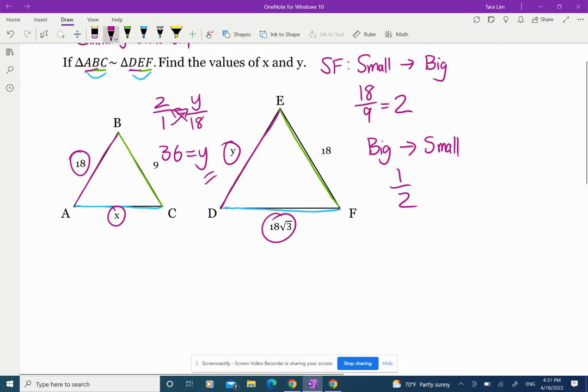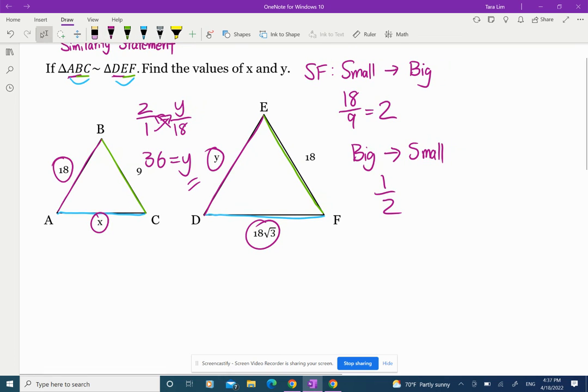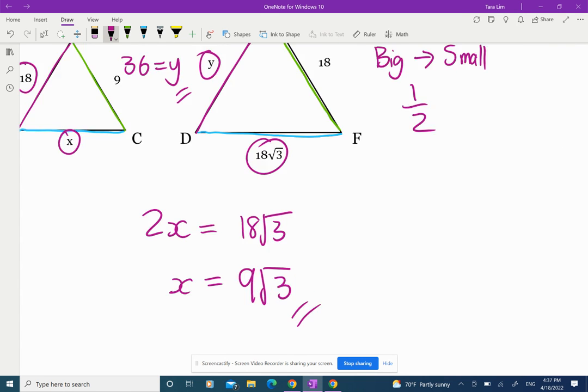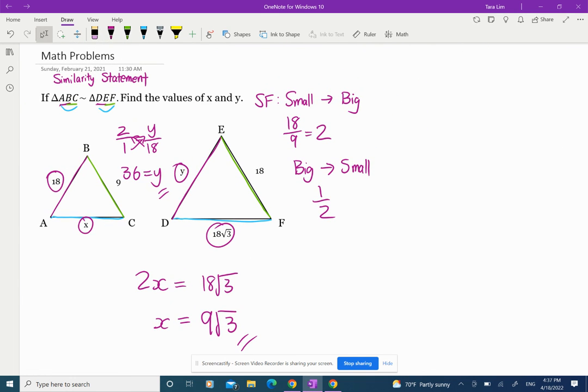This time I'm going to do a faster way. I'm just going to use the scale factor from small to big. So 2 times x, 2x, is equal to 18. In order to find x, I'm going to divide by 2. 18 divided by 2 is 9, and that is my answer. So this is how you solve for x and y based on the similarity statement.